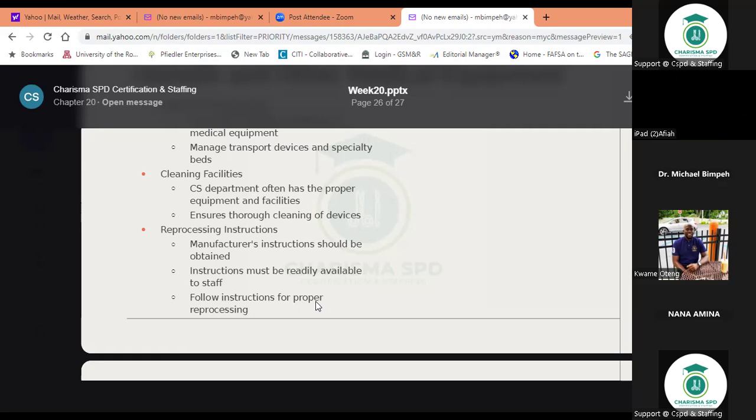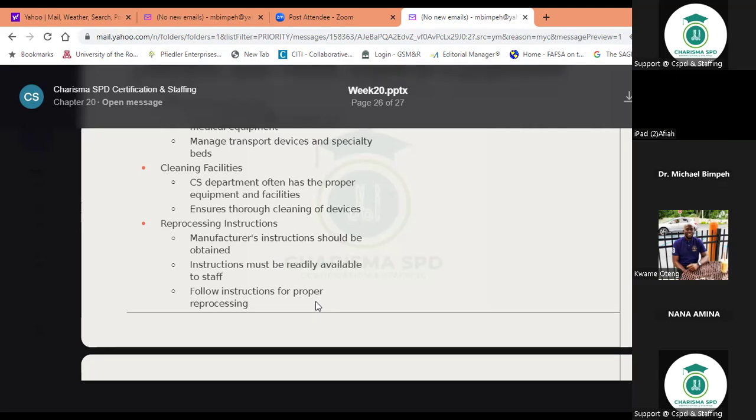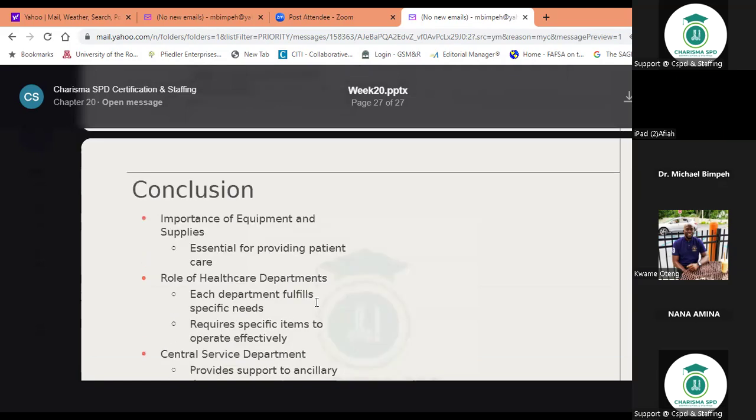Follow instructions for proper reprocessing. Yes, the information that is conveyed, please don't cut corners. Do not cut corners. All right, conclusion.